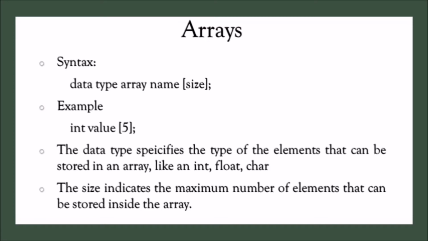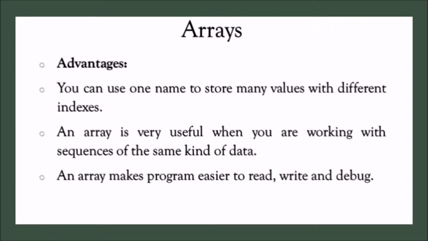The data type specifies the type of the element that can be stored in an array, like integer, float, character. And the size indicates the maximum number of elements that can be stored inside the array. So here a total of 5 elements can be stored in the array.